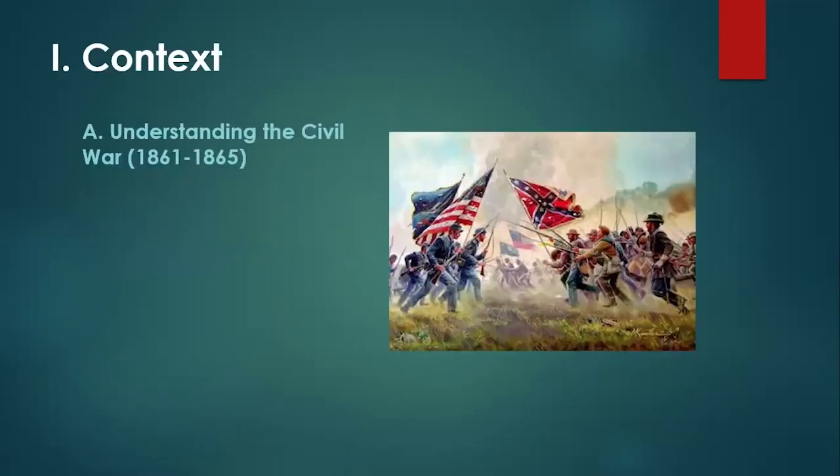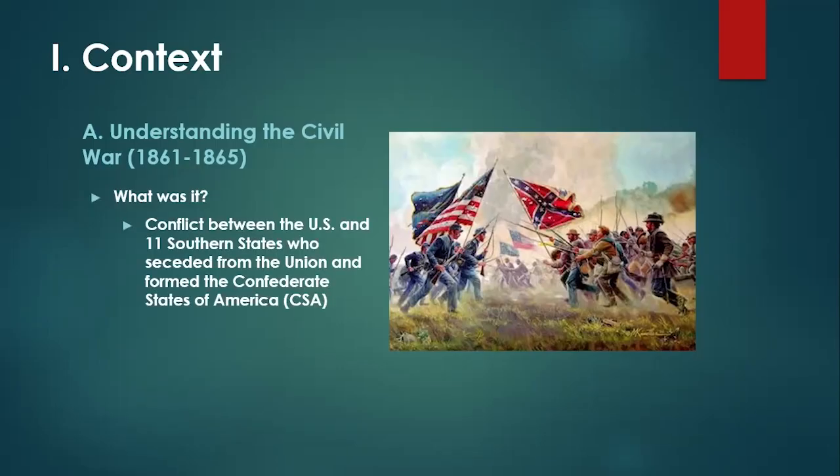In order to understand Reconstruction, though, we really first need to understand at least the basics of the U.S. Civil War. Okay, so what was the Civil War? It was a conflict between the United States and 11 Southern states who had left the Union. Those 11 Southern states broke their allegiance to the United States and formed a quasi nation known as the Confederate States of America, commonly referred to as the Confederacy. You'll see me throughout this lecture and the next use the phrase CSA. What I'm referring to there is simply the Confederacy, Confederate States of America.